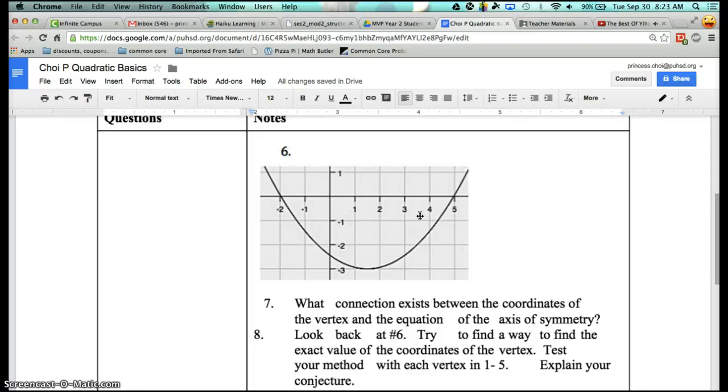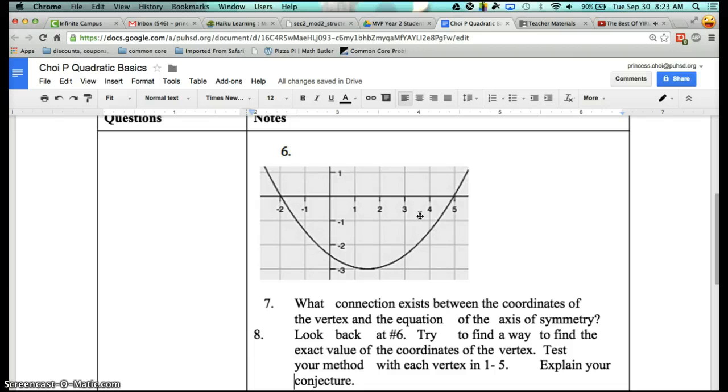So now let's answer number 7 by looking at the boards, okay? What is the connection between the coordinates of the vertex and the equation of the axis of symmetry? What did you notice, guys? Look around. Who can tell me? What is the relationship between the vertex and the axis of symmetry? Raise your hand. Can anybody tell me?